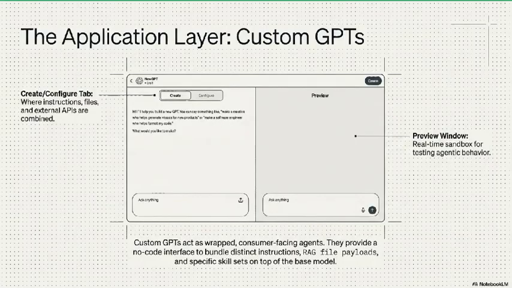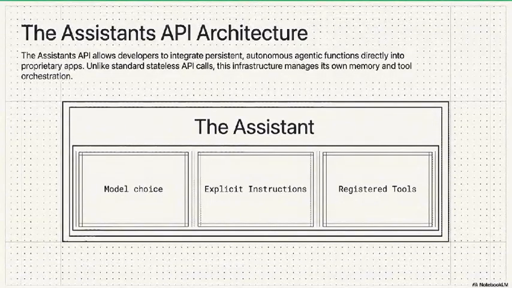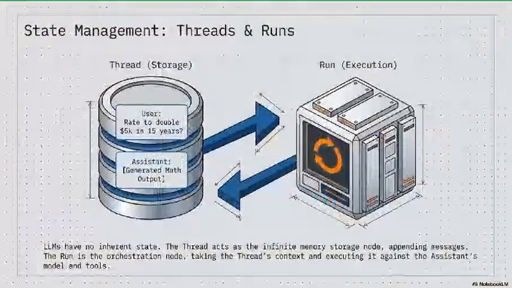To map this out, the blueprint divides the landscape into 2 different architectures. First, there's the application layer. This is where custom GPTs live. These are wrapped, consumer-facing agents. If you've ever used the consumer version of these platforms, you've seen this. It's a completely no-code interface.